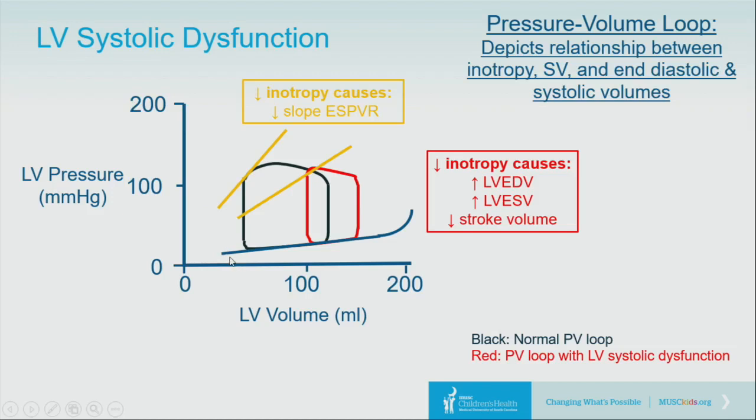So in patients with primary myocardial dysfunction, you see a couple of things. One, you see a decrease in the slope of the end systolic pressure volume relationship, downward here and to the right. You also see an increase in left ventricular end diastolic volume, right? You've got this compensatory increase in preload that occurs, and you see an increase in your left ventricular end systolic volume and a resultant reduction in your total stroke volume or ejection fraction.